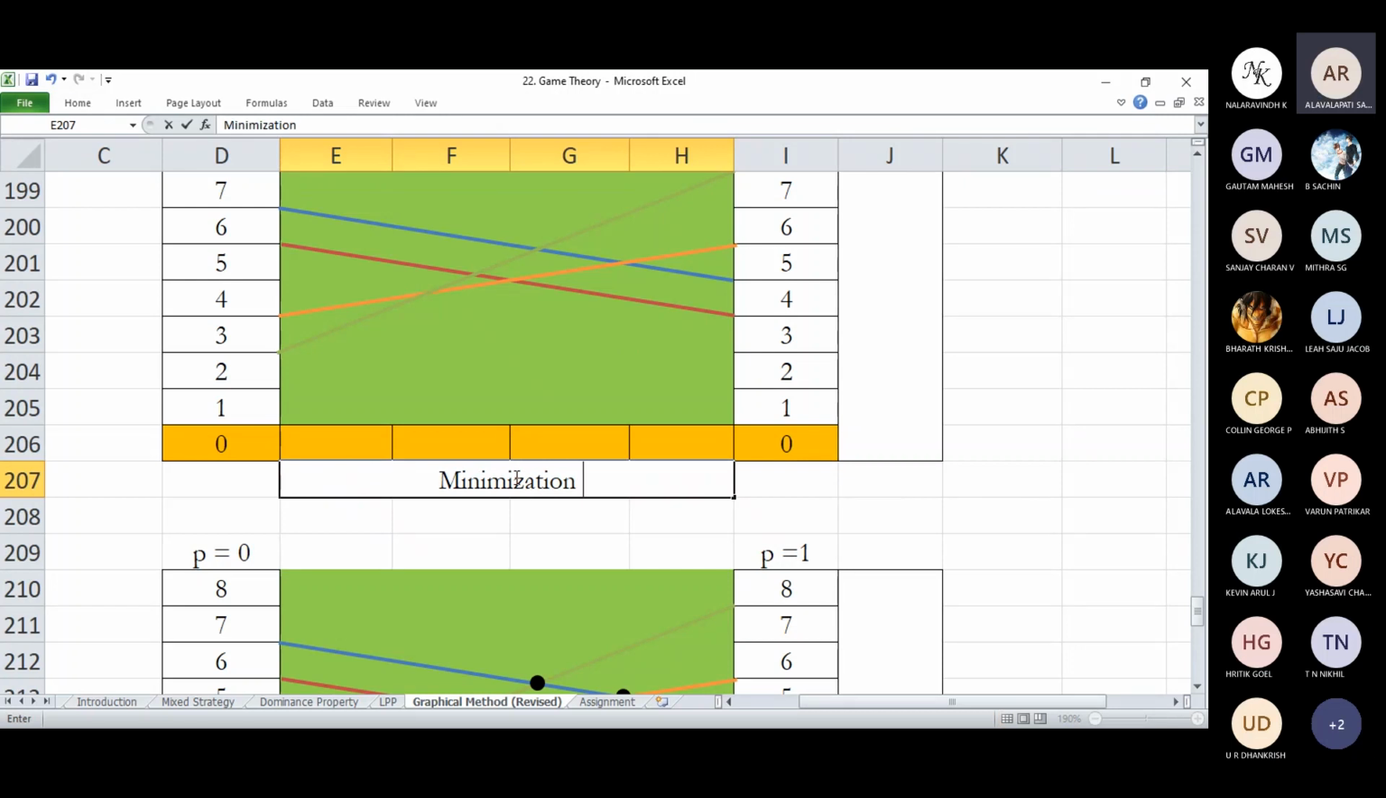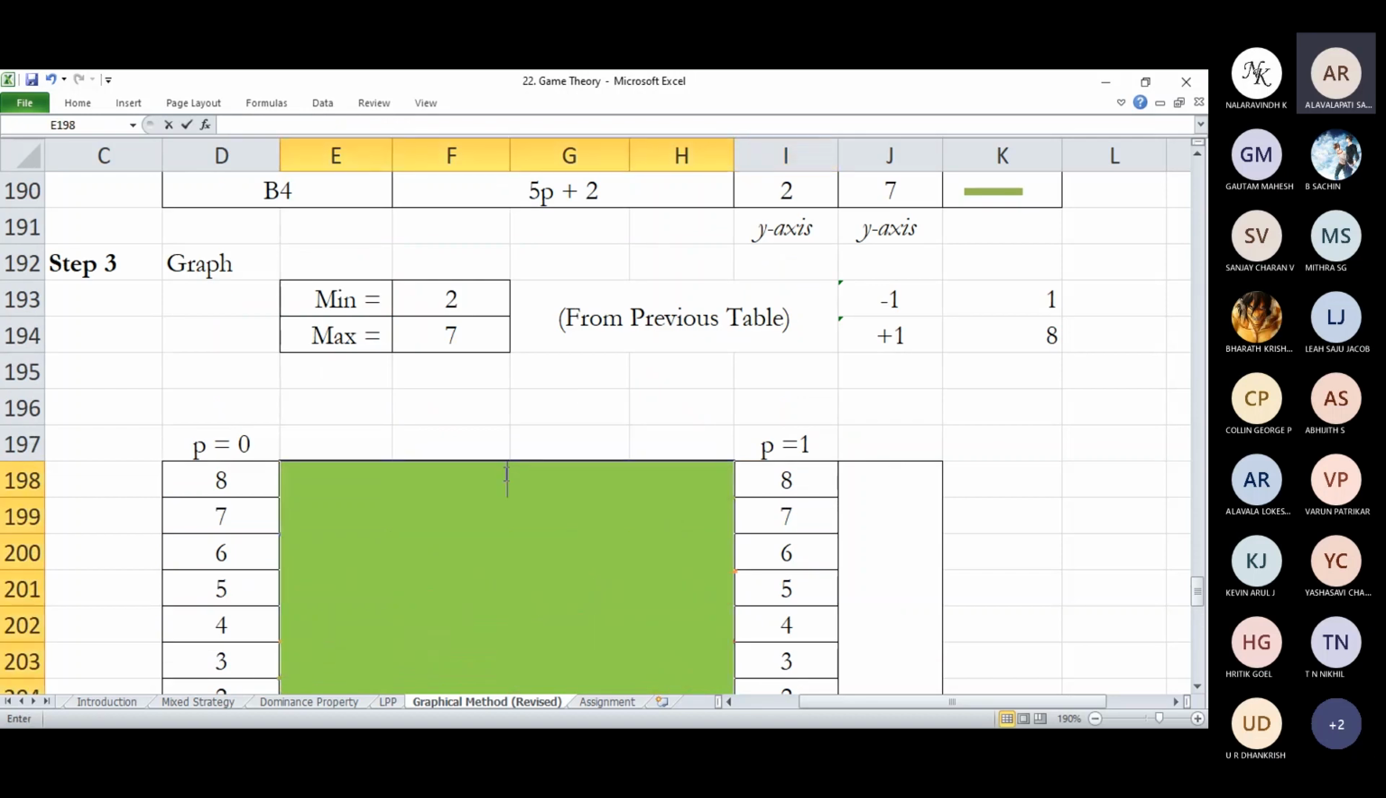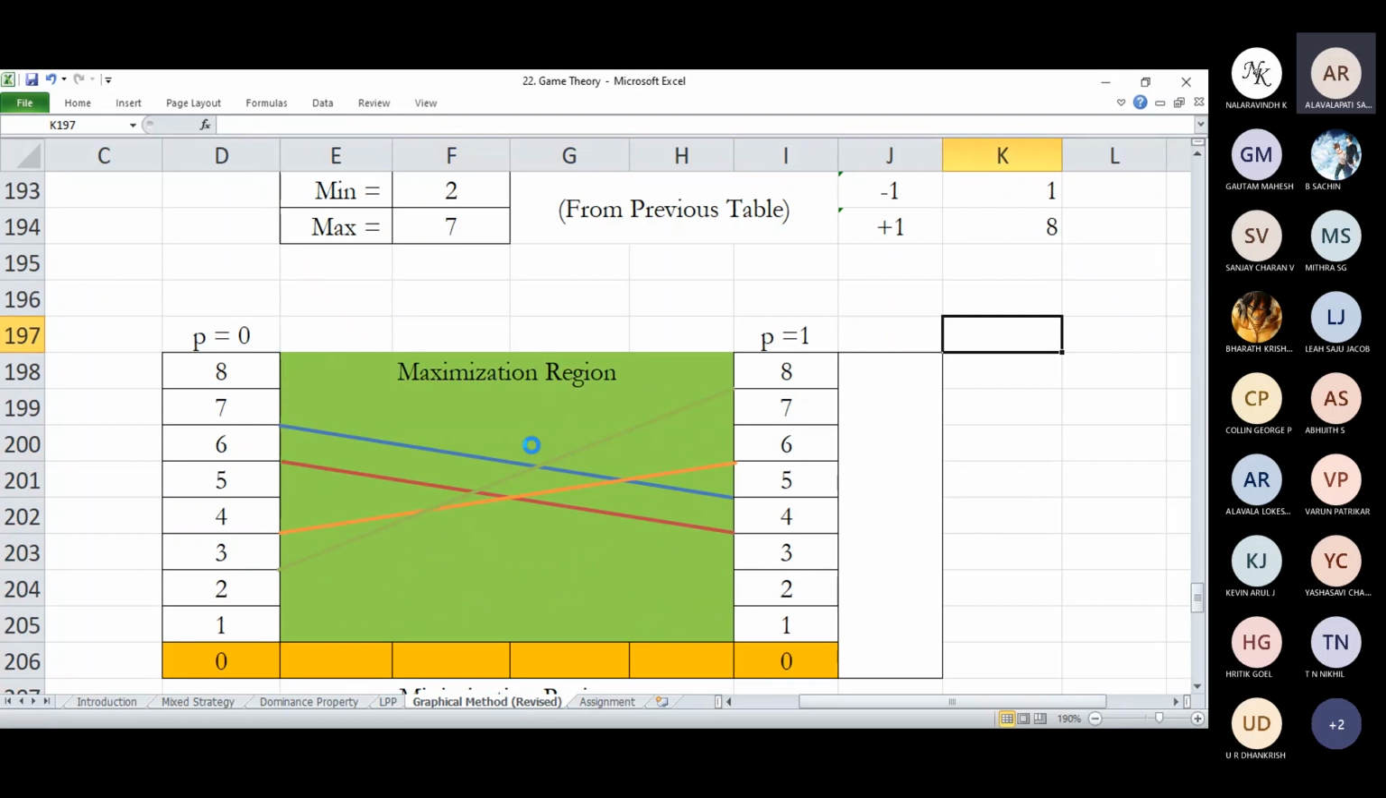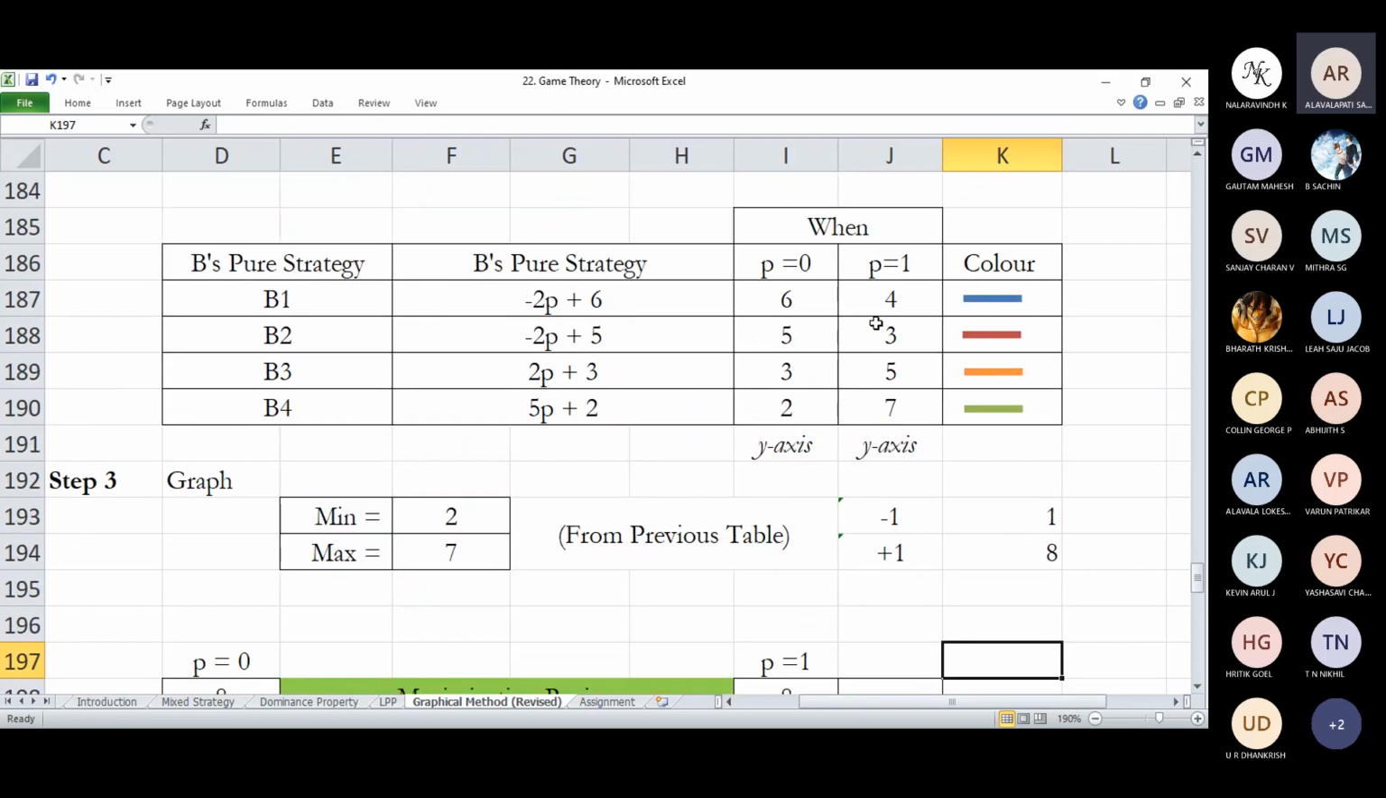It has no significance. I'm not saying it's not there, it has got no significance. And this is the maximization region. Next step is once you make this graph, we will be plotting it. This is a very important point, so kindly pay attention.